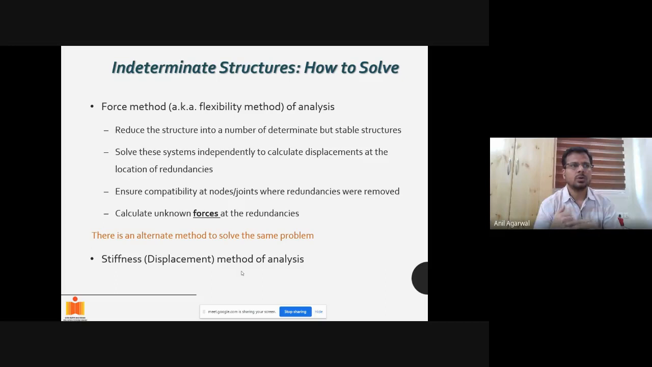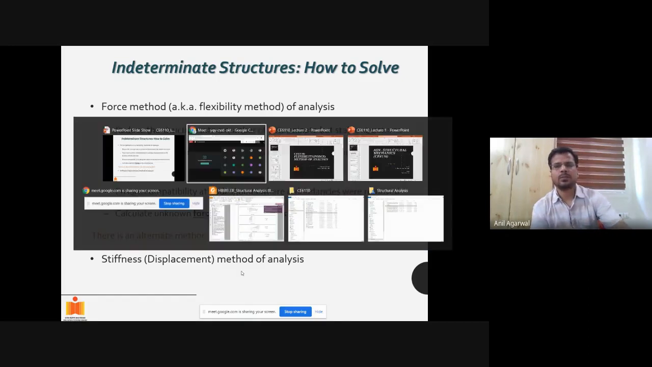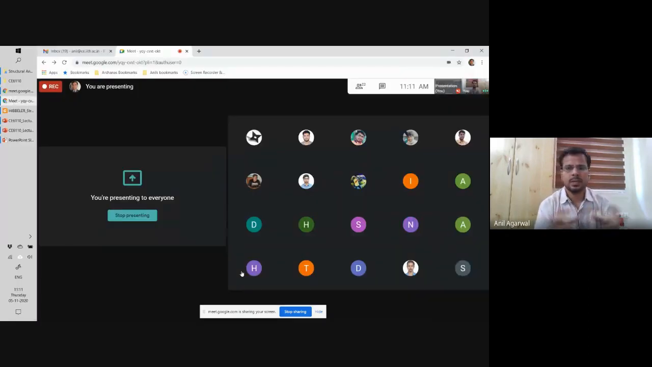In the flexibility method, however, the problem is that it cannot be computerized very easily, because you need some intuition to decide which degrees of freedom to release. So can somebody quickly iterate for all of us, tell us what are the steps in the flexibility method? If I want to solve an indeterminate system using the flexibility method, what steps should I follow?